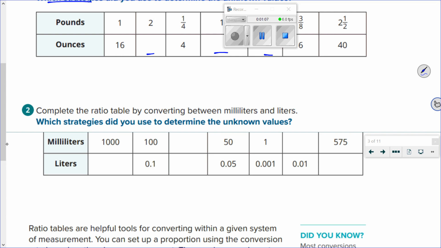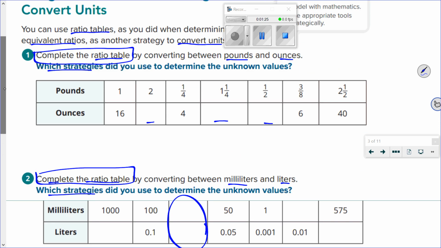Second one, we're also completing the ratio table by converting between milliliters and liters. So there's our task. Which strategies? Again, show your work. This one's a little odd. They have this blank one. So you can do whatever you want in there. Just make sure it's equivalent to the other ratios. Make sense? So you got 2 problems to do. There's only about 8 total spaces, so we'll give you guys like 4 minutes. You can work together as a table. Go ahead and get started.